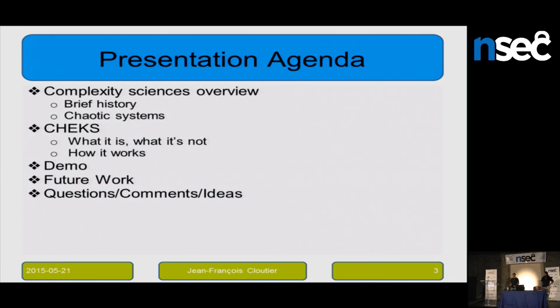So this presentation will be divided into five big parts. At first, we'll do just a small overview of what complexity sciences are, what they are studying, what a chaotic system is, and then we will talk about the concept that we are presenting today. After that, we'll do a small demo, discuss the future work that still needs to be done and the challenges that we have, and we'll have time for questions as well.